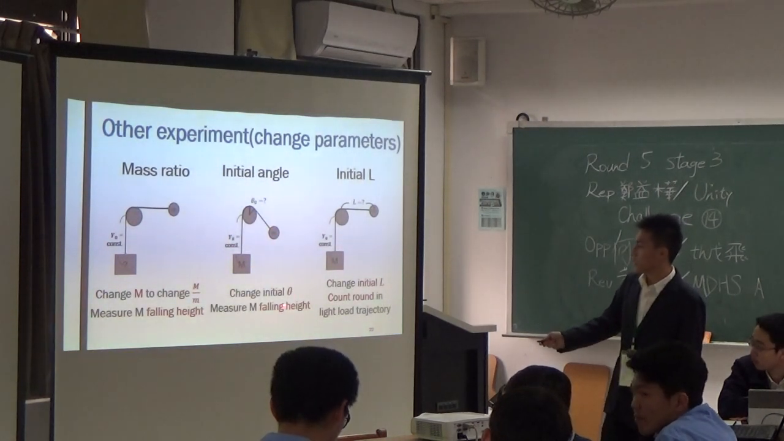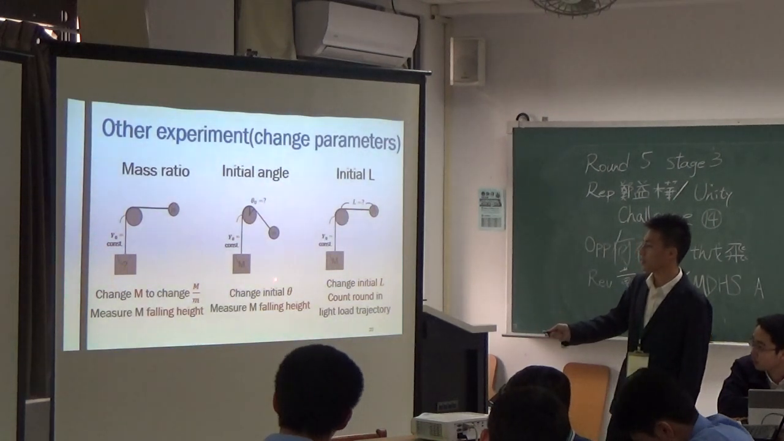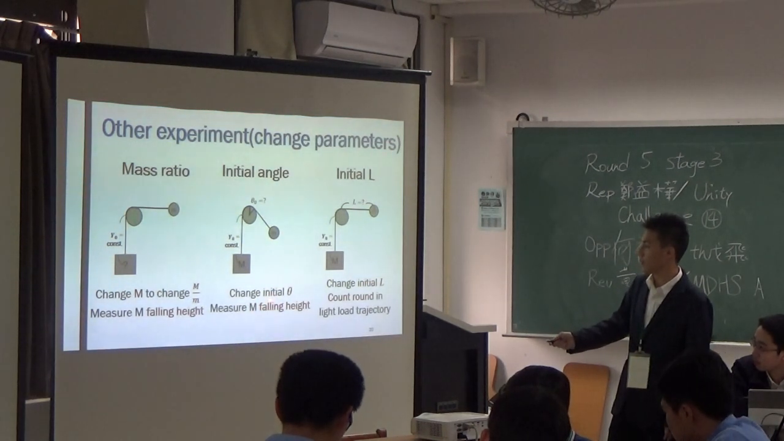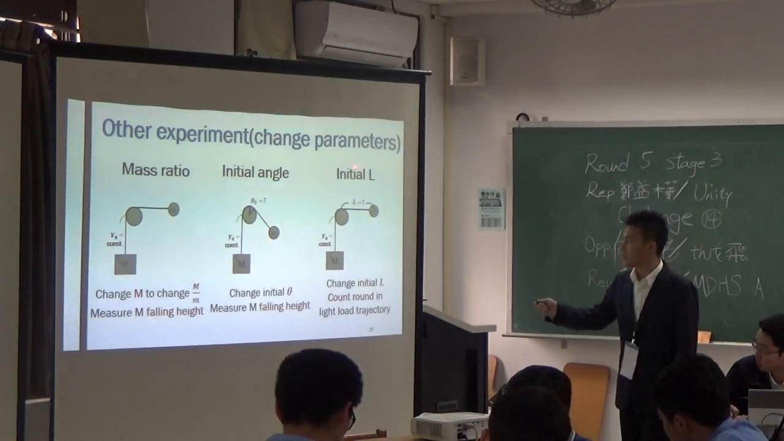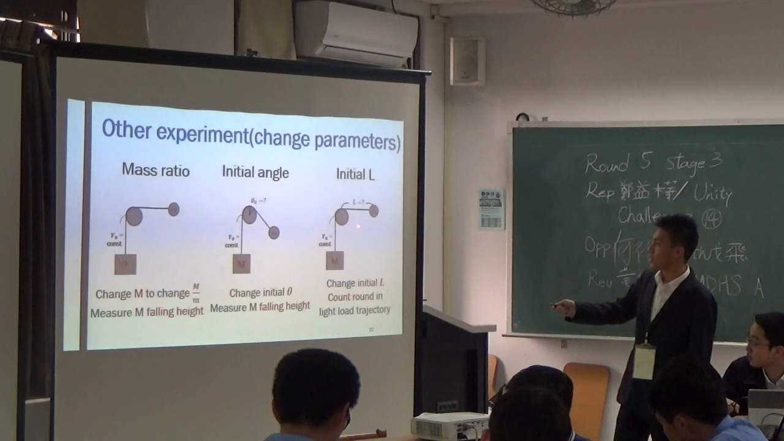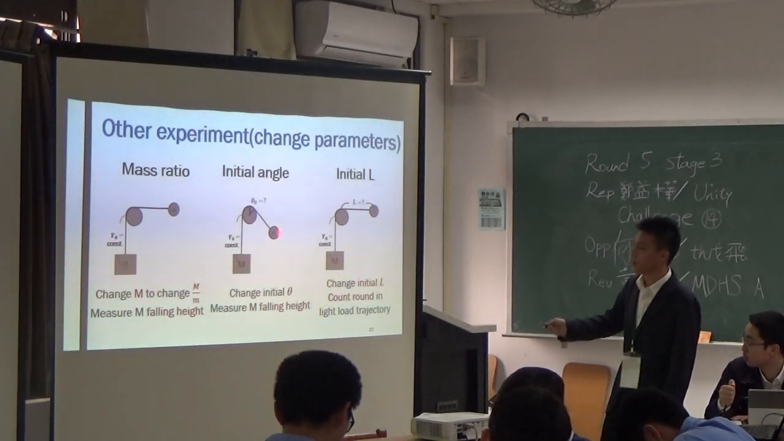We change the initial theta, meaning the light bar is not released horizontally, and measure the falling height of the heavy dot. And next, we also change the initial L and count how many times the light bar sweeps around.